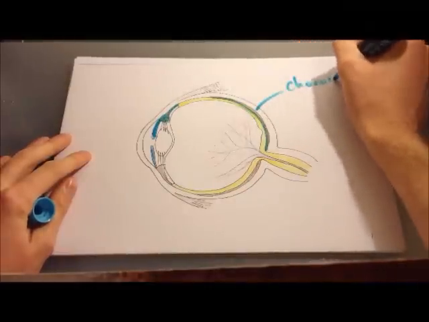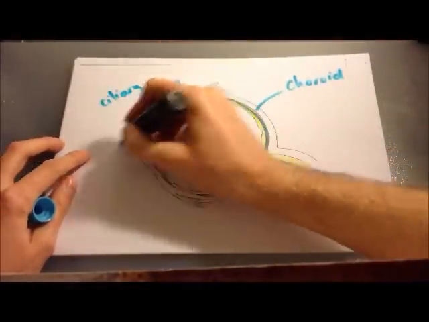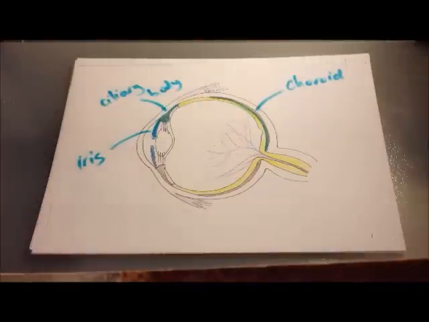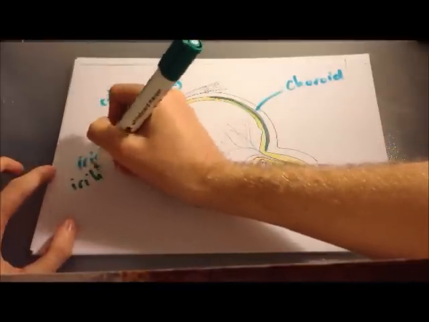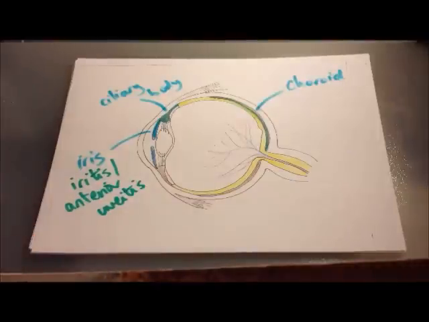So we've got the choroid, ciliary body, and the iris. And uveitis affecting the iris is known as anterior uveitis or iritis. And they're the most common of the uveitis.